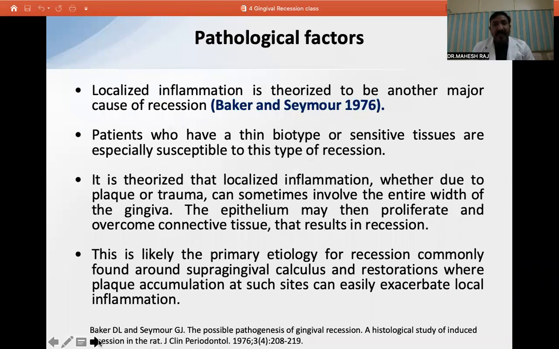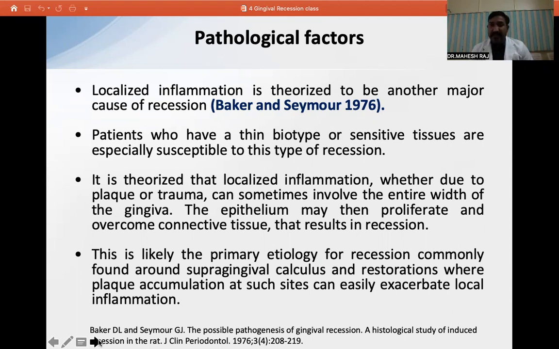Next is the pathological cause. The pathological cause mainly depends upon inflammation. That is, localized inflammation is theorized to be another major cause of recession, given by Baker and Singer in 1976. Patients who have a thin biotype or sensitive tissue are especially susceptible to this type of recession. It is theorized that local inflammation, whether due to plaque or trauma, can sometimes involve the entire width of the gingiva. The epithelium may then proliferate and overcome the connective tissue, resulting in recession.